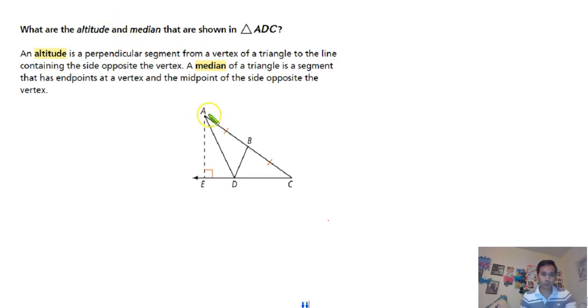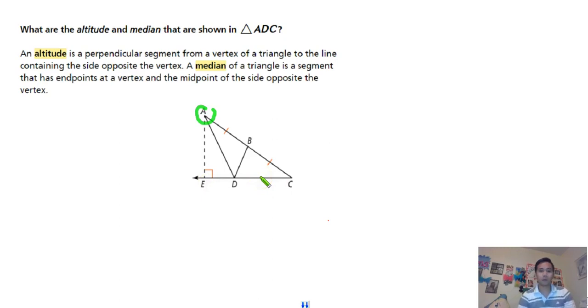In here, as you can see, from A going to B, this broken line here, when they form a 90-degree angle, therefore your altitude here is AE, which is perpendicular to DC.